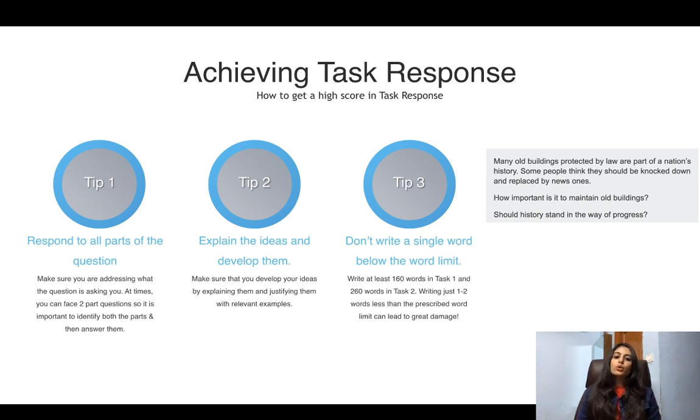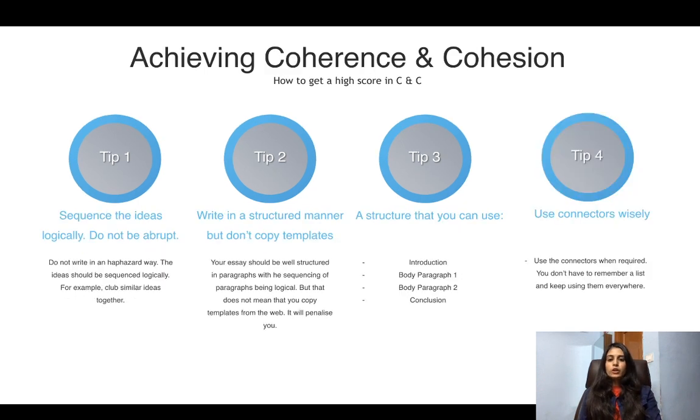Tip 3 is don't write a single word below the word limit, similar to the previous one. So let's move ahead. In your task 1, you have to write more than 150 words. In your task 2, you have to write more than 250 words. Please ignore the 160 and 260 word counts. That's just to be on the safer side so that you write more. Okay, moving on to the next parameter, coherence and cohesion.